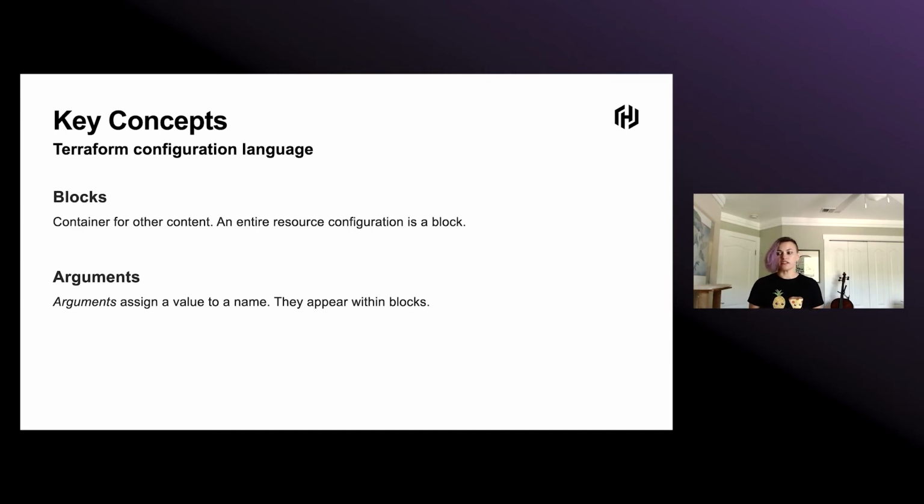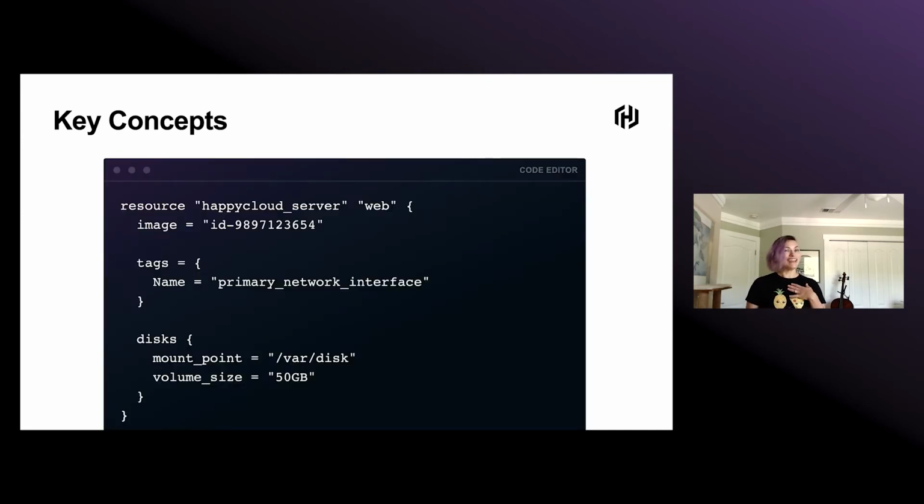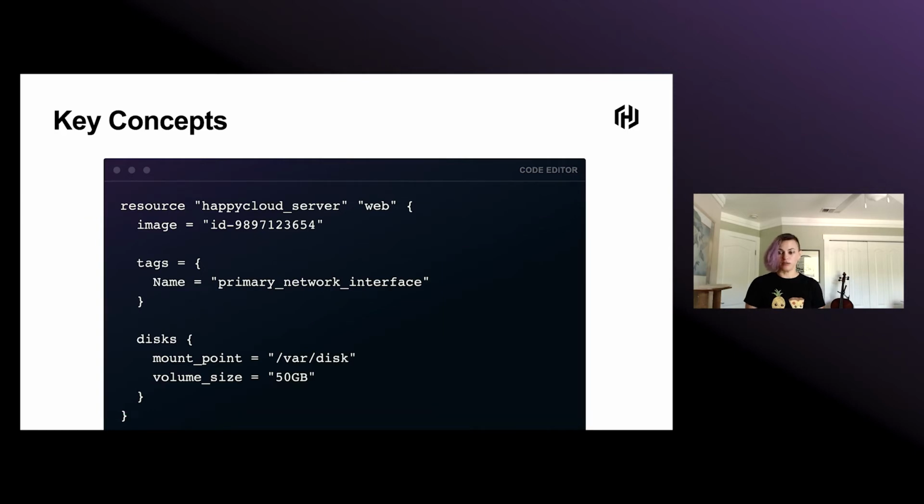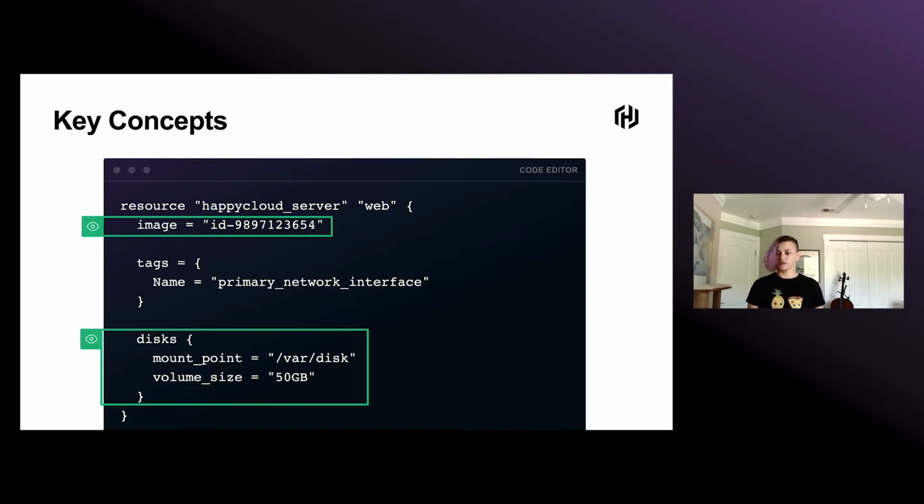So to take a look at this in a configuration file, I have a Happy Cloud Server resource. So this entire thing is a block, the whole resource definition. Inside that block, I have arguments. Here I have image, which is an argument. This is image as a string. We also have the tags argument. We also have disks. And I'd like you to notice that image and disks have different definitions.